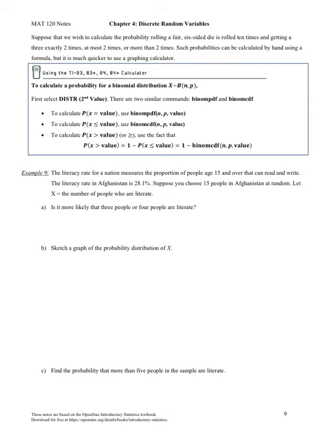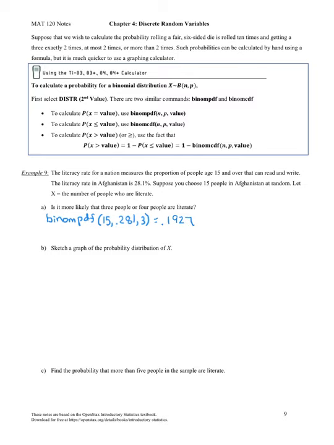So what would we plug into our calculator if we wanted to know the probability of exactly 3 people being literate? We would use this binomial PDF function right here, where our n is 15, our probability of success is 0.281, and 3 people, that's our value. And if we plug this into our calculator, we'll get a probability of 0.1927.